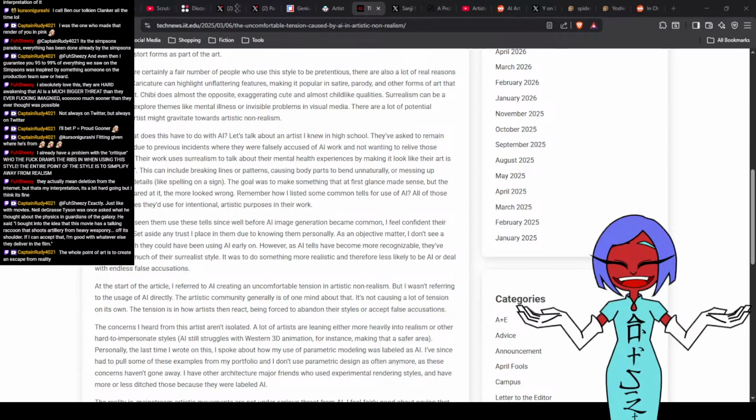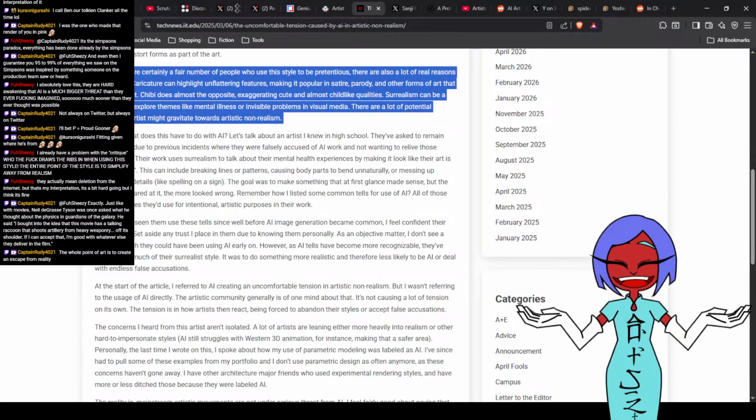Holy crap. And then Captain Rudy says, the whole point of art is to create an escape from reality. That is not the point of art. It is the point of some art. The point of art is the concretization of a metaphysic. But that's for our later time, right? So, where was I? Okay.